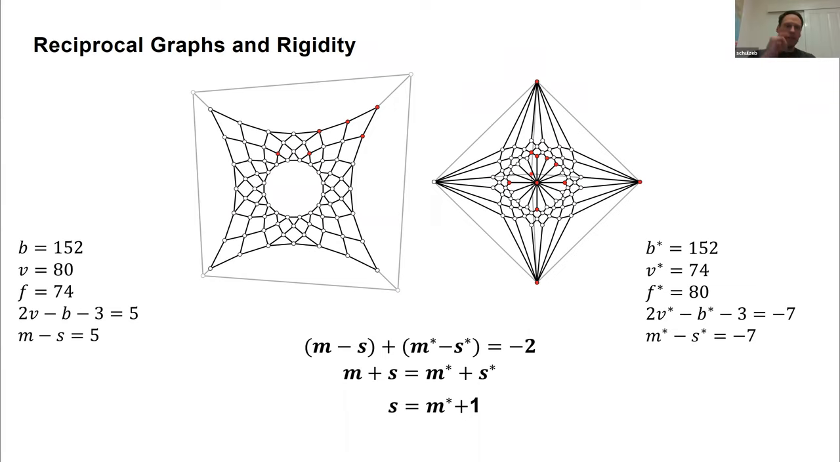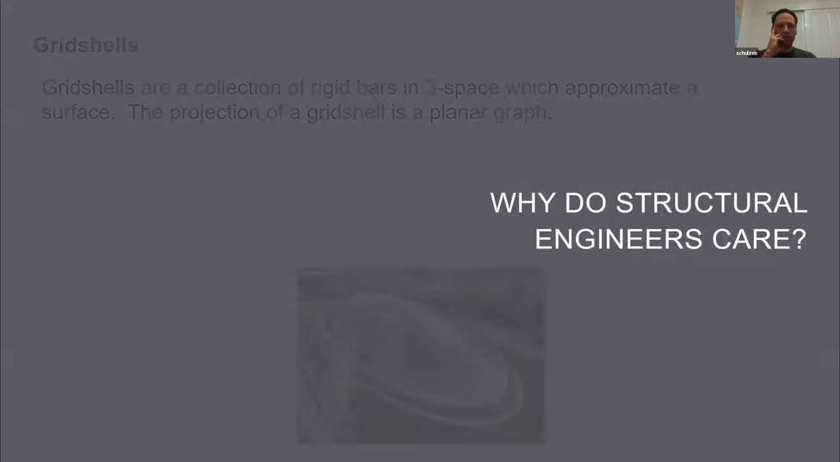So Bill, a lot of your structures have symmetry. How important is this symmetry? Would it make sense to look for a maximum number of states of self-stress within a certain symmetry class, or would you not consider that reasonable?